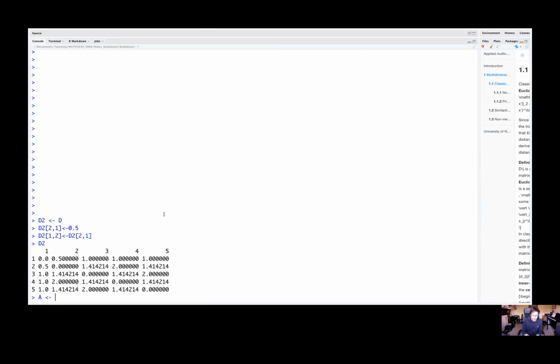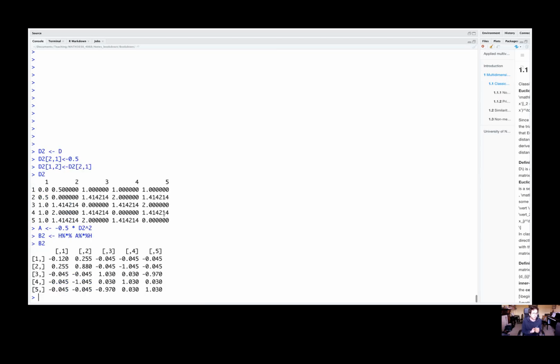Let's do what we need to do. Let A be minus a half times D2 squared, the Hadamard product of D2. And then we're going to let B2 be H times A times H. So it gives us a matrix of inner products.